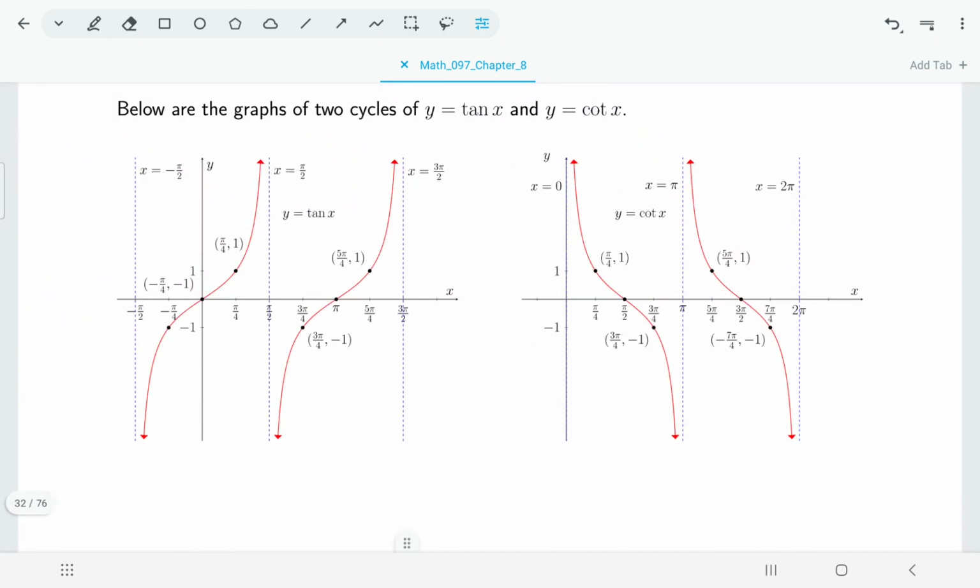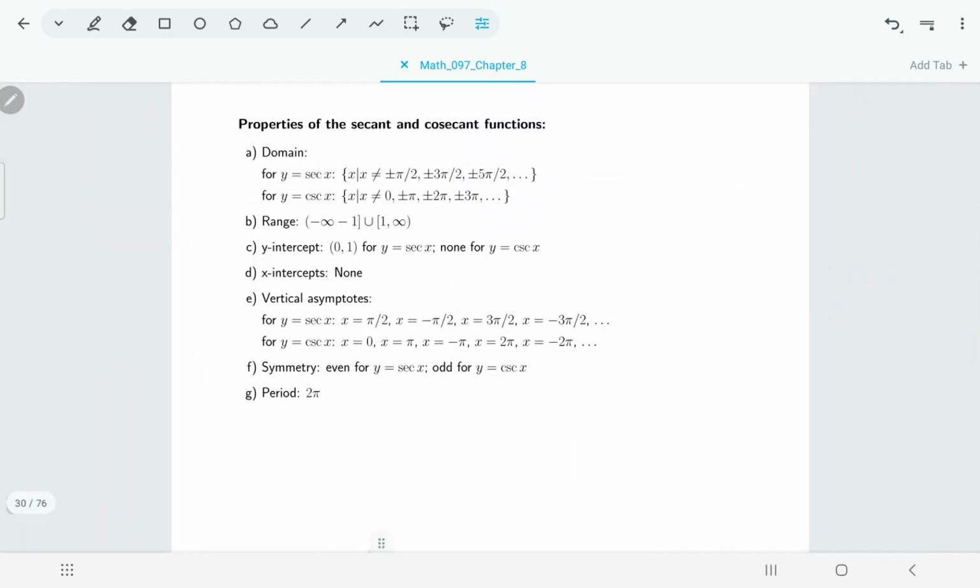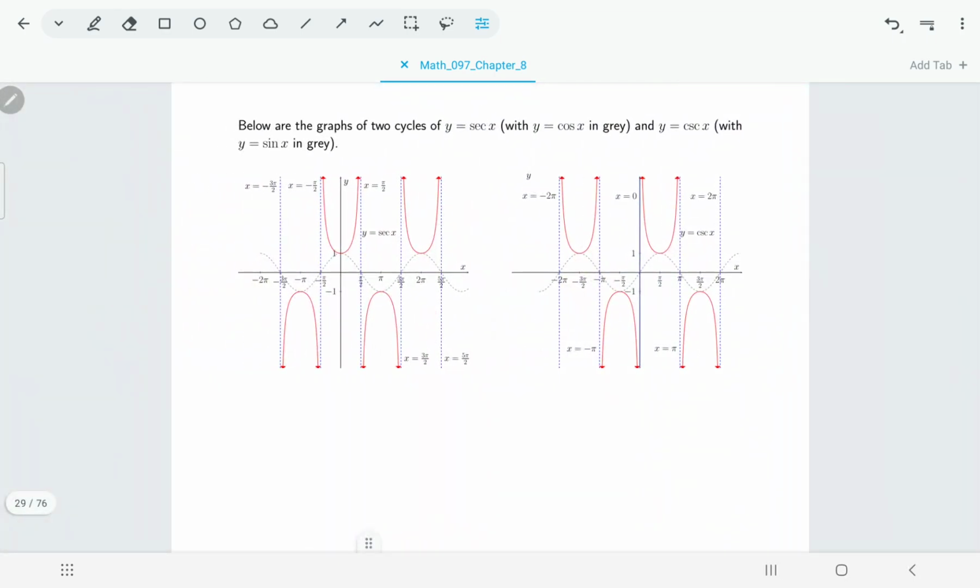Something else, hopefully, that you've noticed now that we've seen all 6 graphs is that there are 6 different graphs in total, but there's really like 3 pairs. Sine and cosine both look like each other. They're both oscillating up and down. We have cotangent and tangent both kind of look like each other, and secant and cosecant also kind of look like each other. The cosecant graph and secant graph both look similar.